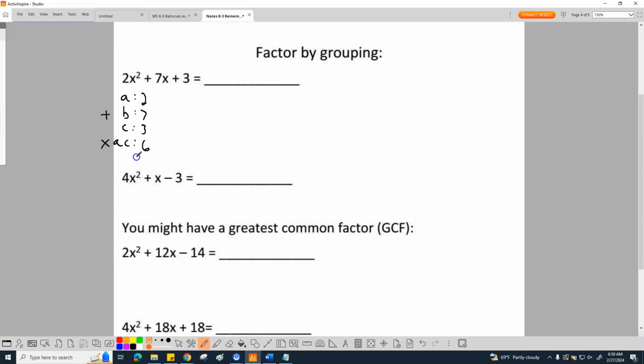So in this case, I'm going to know what it is. 1 times 6, so 1 and 6. 1 times 6 is 6. 1 plus 6 is 7. So I'm going to go ahead and show you the next step, because this is one of those things that y'all might have forgotten, and it's okay if you did. I'm going to break this apart now. I have 1x plus 6x plus 3. The goal is to get 4 terms.